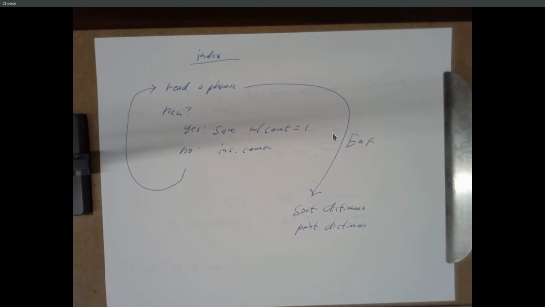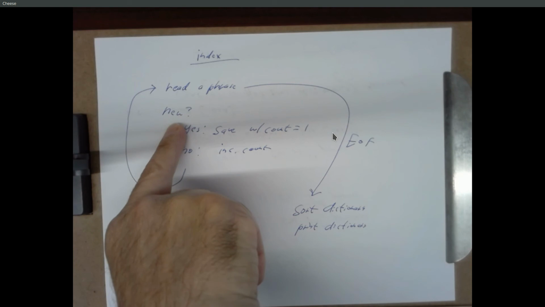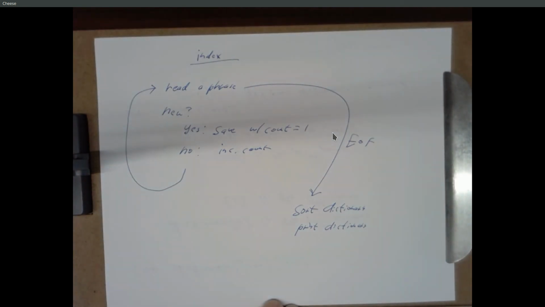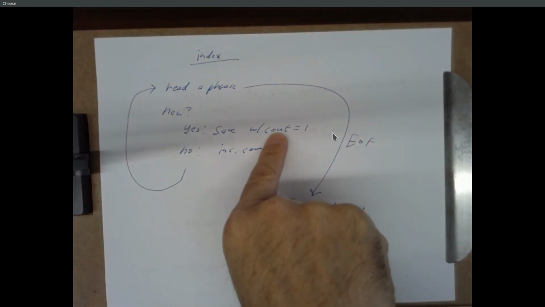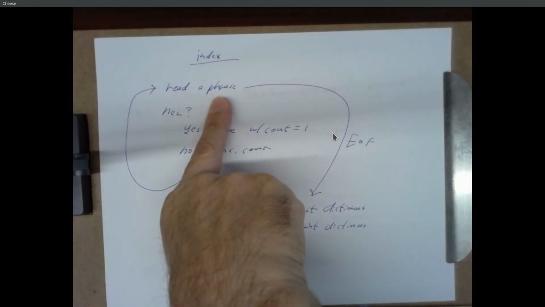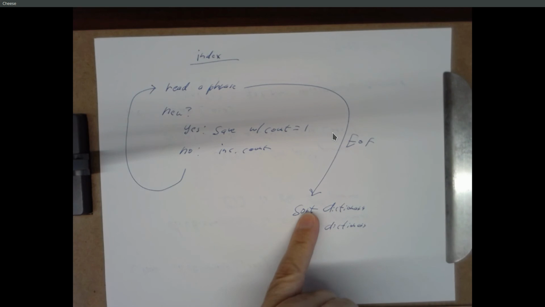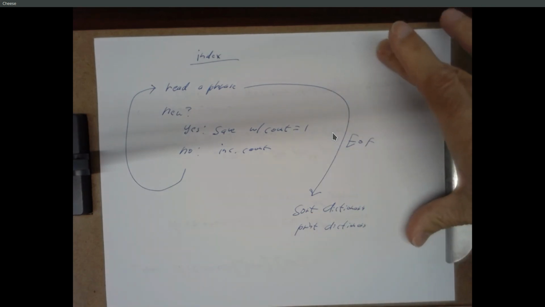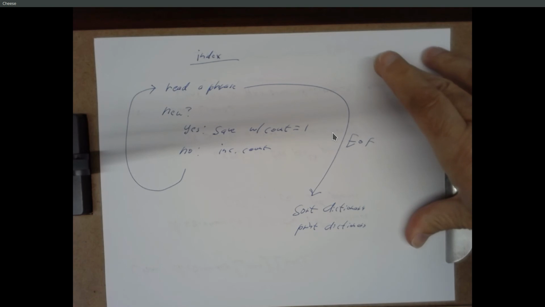Right? So the only trick is you've got to write code that will read a phrase. You've got to write code that somehow finds out if this is a new phrase, and then something to either save it with a count of 1 or to increment the current count. Somehow have your read phrase detect end of file, and then you've got to have a way to sort, and you've got to have a way to print. But your main program is really about that long if you do it like this.